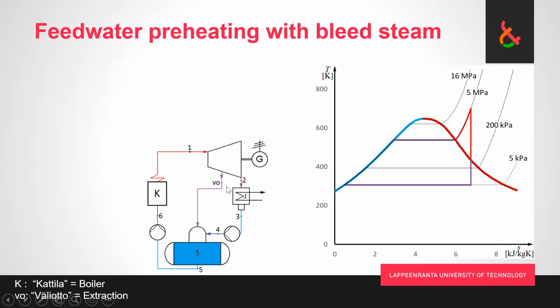So a lot of figures are basically based on some old Finnish courses. I haven't had time to change all of them. So VO means väliotto, means extraction or bleed point from the turbine.